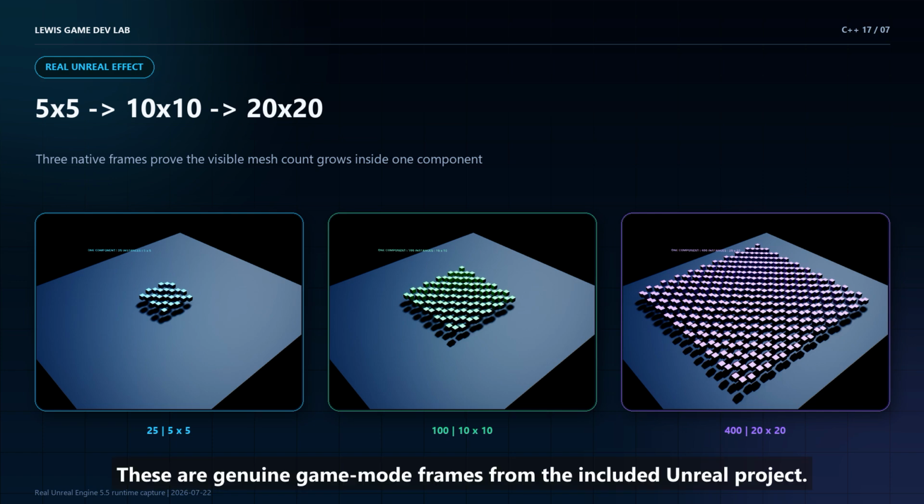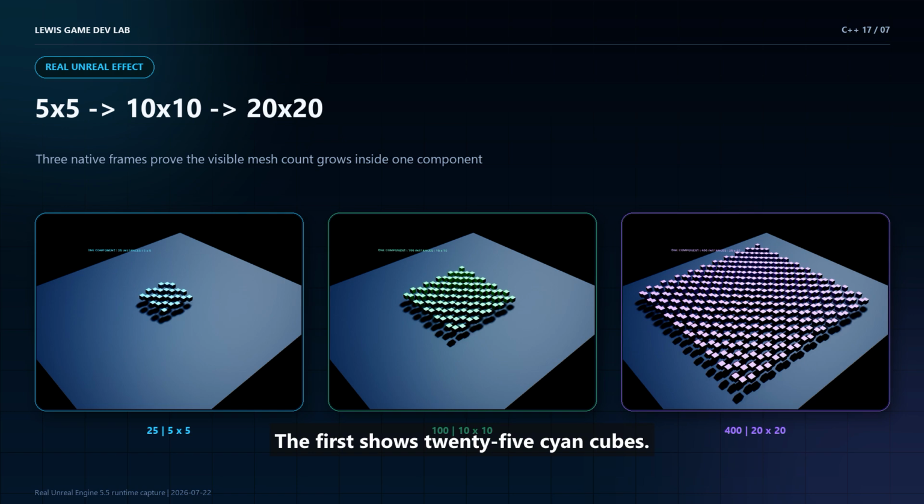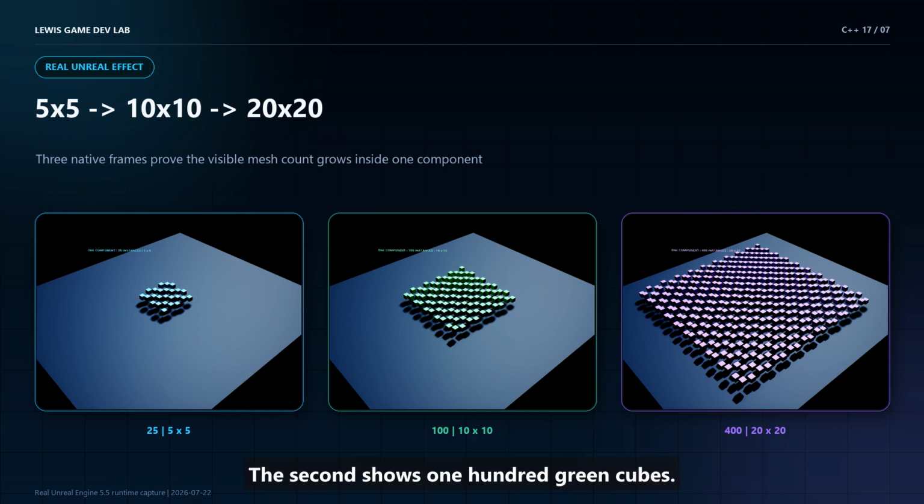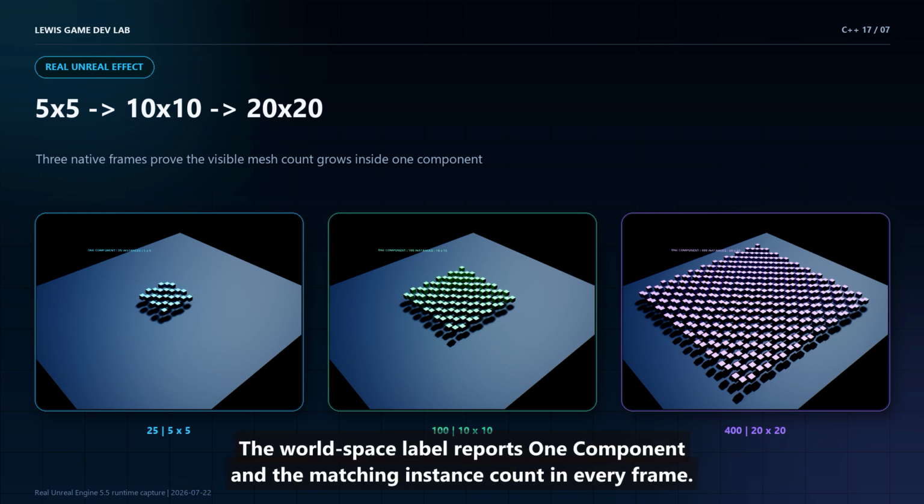These are genuine game mode frames from the included Unreal project. The first shows 25 cyan cubes. The second shows 100 green cubes. The third shows 400 violet cubes filling the floor. The world space label reports one component and the matching instance count in every frame.